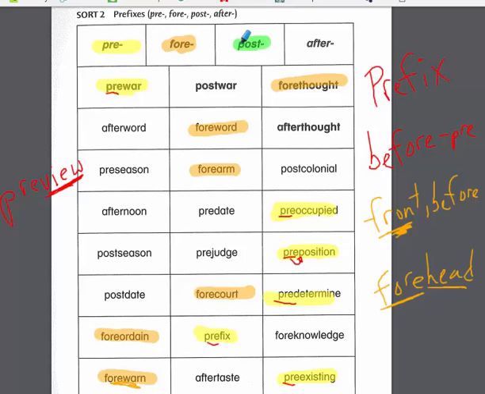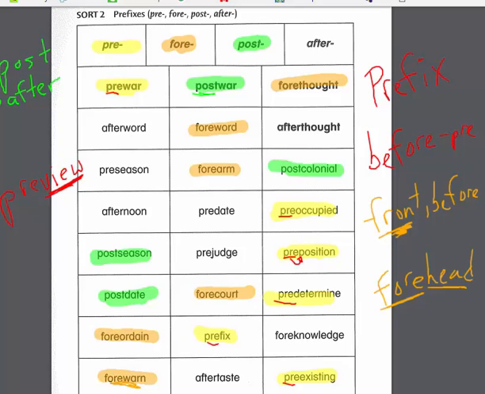Alright, let's look at another one. So we have post. So post is going to go with post-war. Post will go with post-season, post-date, post-colonial. What do you think post means when we see all of these together? This happened post-war. This happened post-season. Well, if you said post means after, you are correct. If something happened post-war, that means it happened after the war.